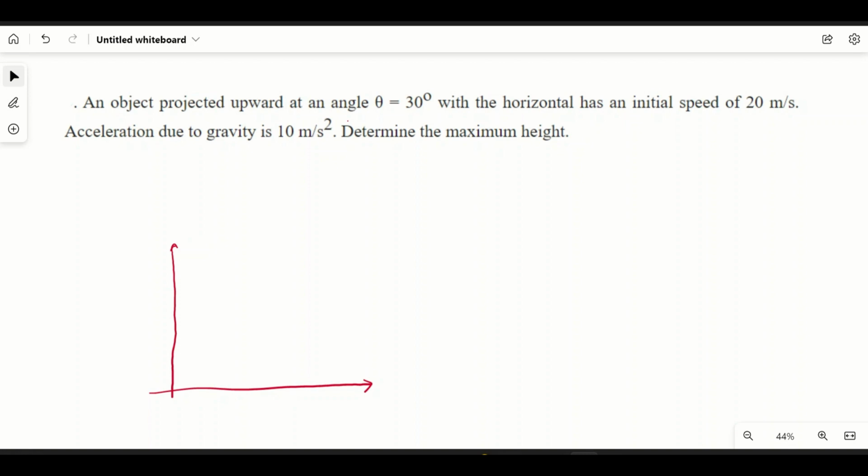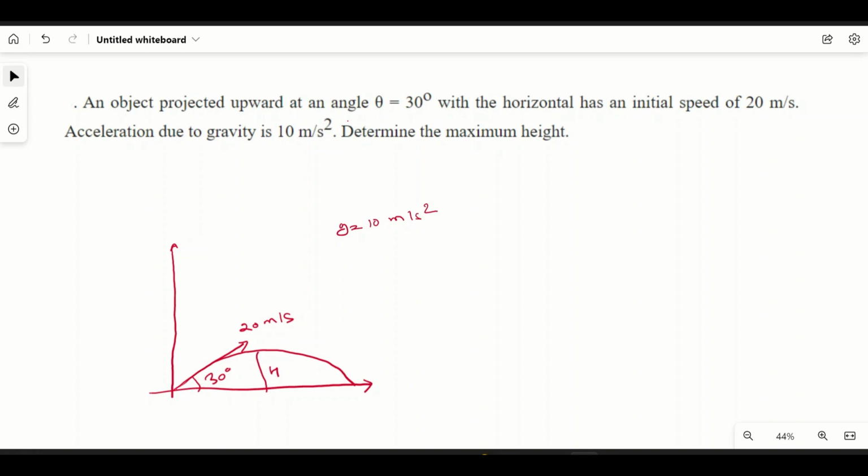So let's see this. This is an angle of 30 degrees with the horizontal and an initial speed of 20 meter per second. g is given as 10 meter per second square. Determine the maximum height. So this will travel like this. So we have to find h. What is the maximum height?